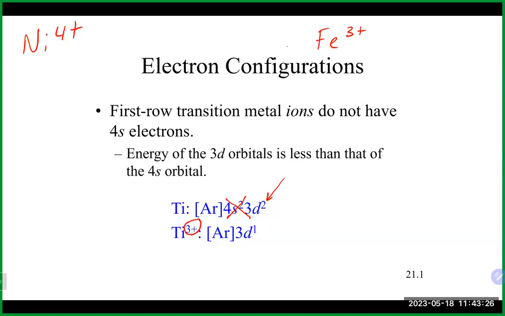Iron's atomic number is 26. Nickel's atomic number is 28.